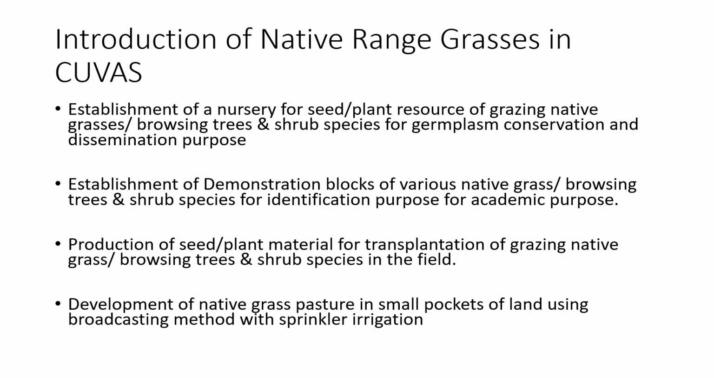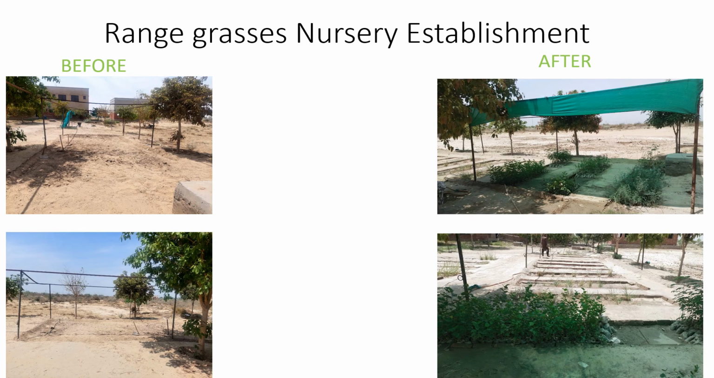The other purpose of this nursery would be, in the future, to demonstrate blocks of various native grasses for academic purposes. And we will also use it for production of seed and plant material for transplantation. With the help of this nursery, we will develop native grass pasture in small pockets of land using broadcasting and other methods as well. And this is the work that we have done in the nursery.